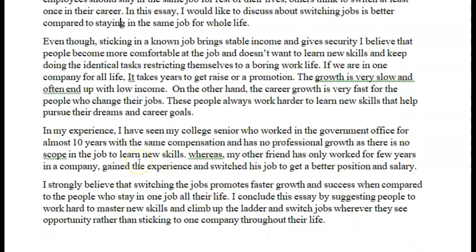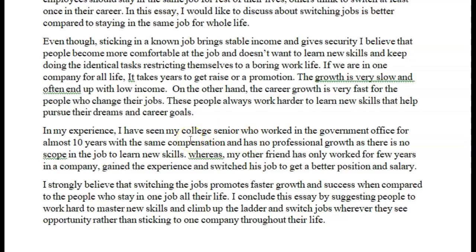In my experience, I have seen my college senior, who is that? My college senior, who worked in the government office for almost 10 years with the same compensation and has no professional growth as there is no scope in the job to learn new skills. I don't know what college senior is.